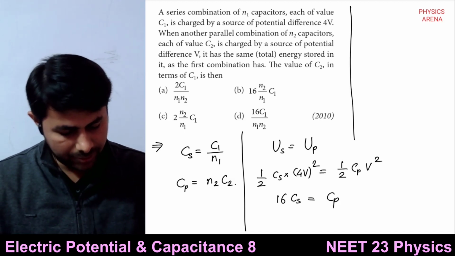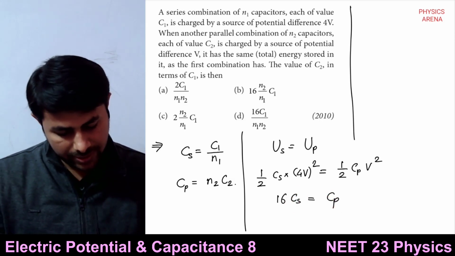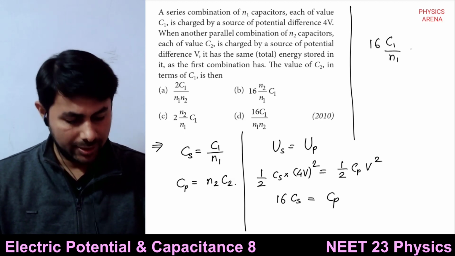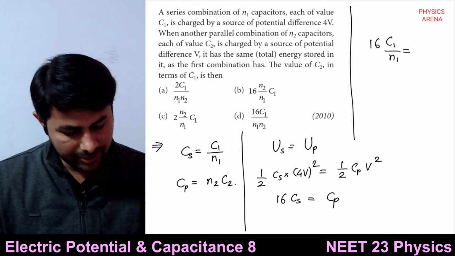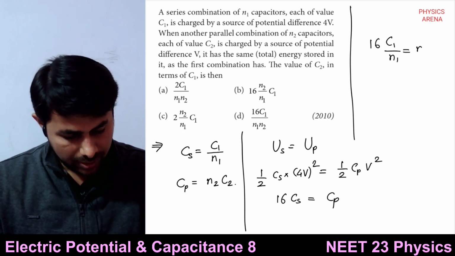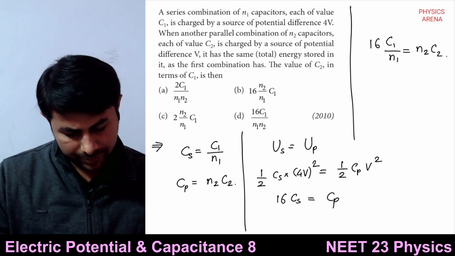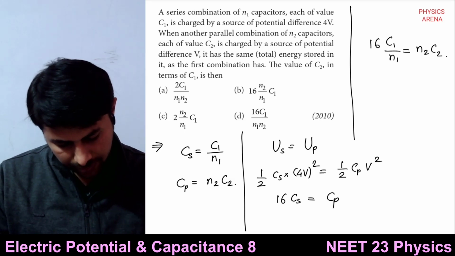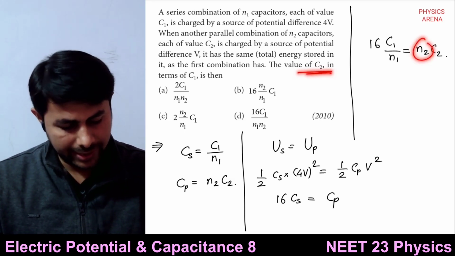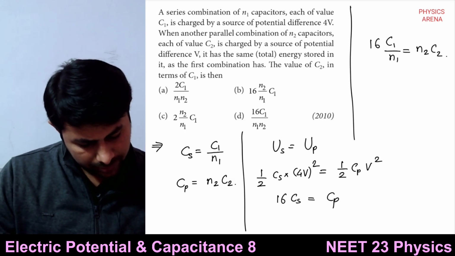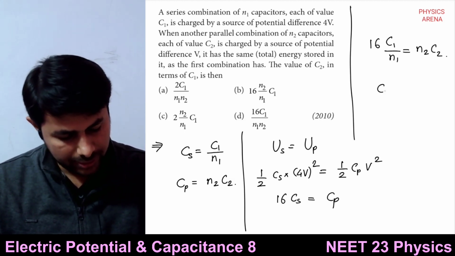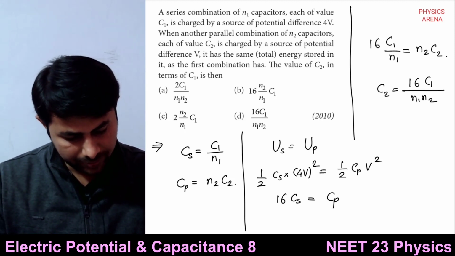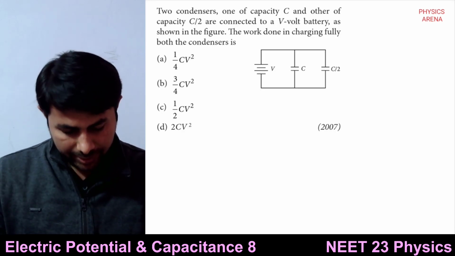Now we just have to substitute CS and CP. CS is C1 upon N1. So you have 16 times C1 divided by N1 is equal to CP, and CP is N2 times C2. Okay, so which option is correct? We want C2, right? Take N2 on the other side. So C2 is equal to 16 C1 divided by N1 N2. It's option D. Next question.